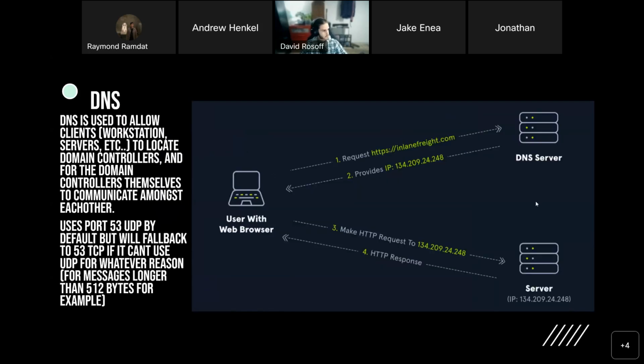Okay, cool. So the second protocol we're going to talk about is DNS. I'm sure most of you know what DNS is in the context of the internet. DNS refers to Domain Name Services. It's how you can type something like google.com into the search bar of your browser, and you actually get sent to the proper server. This is used within Active Directory environments to allow different clients or services to talk to the domain controller, and for the domain controllers to speak to each other.